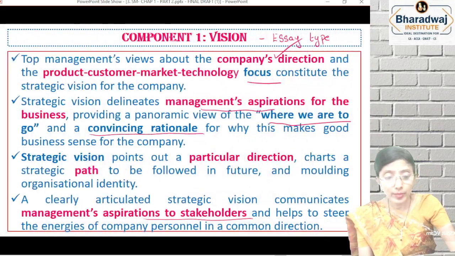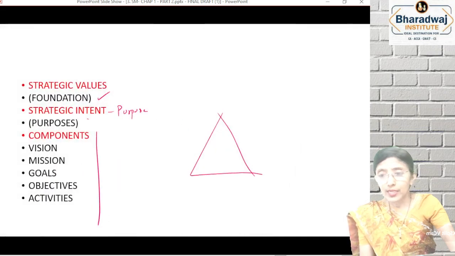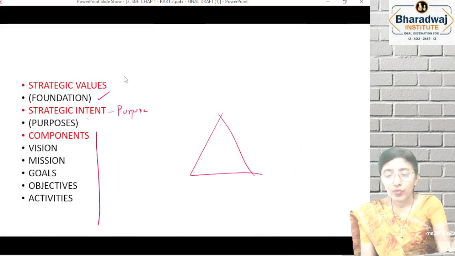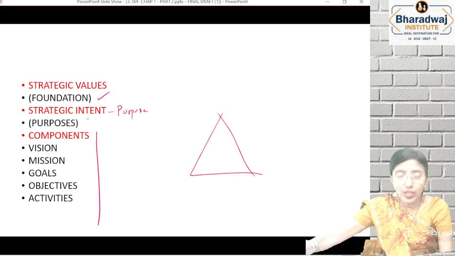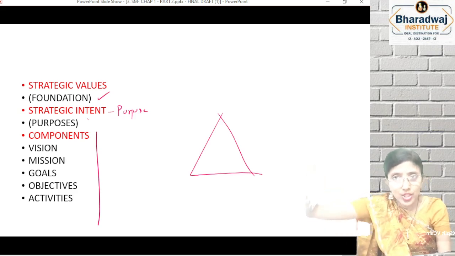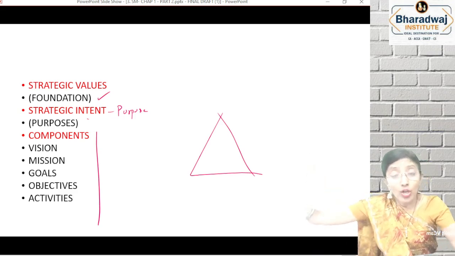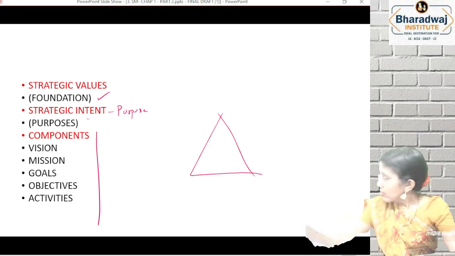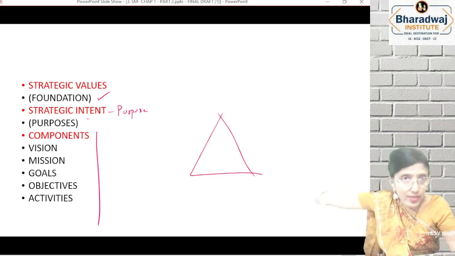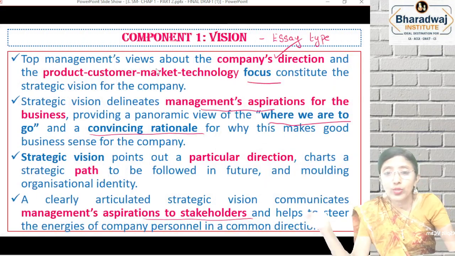So look at this order, my dear students. I always tell the students, remember this order. Value is a foundation, intent is a purpose, and under that the components are vision, mission, goals are broader, objectives tell you how to attain the goals, activities is performance. Is this clear? Is this hierarchy clear to you? Because I will give you a quiz test on that.